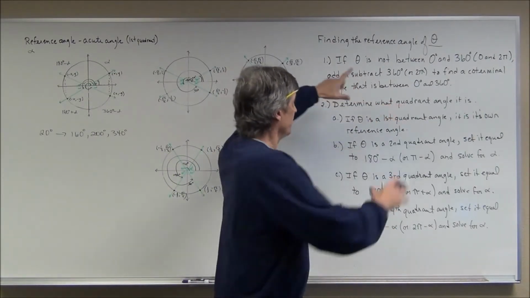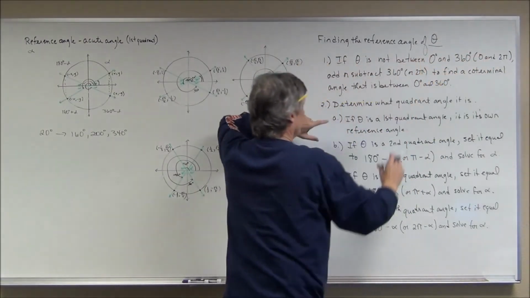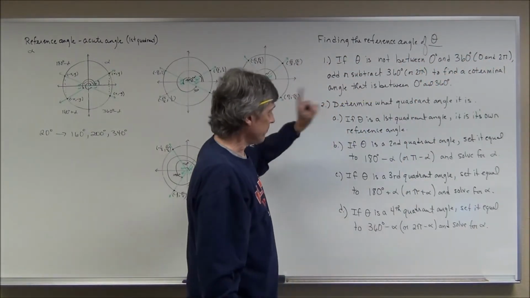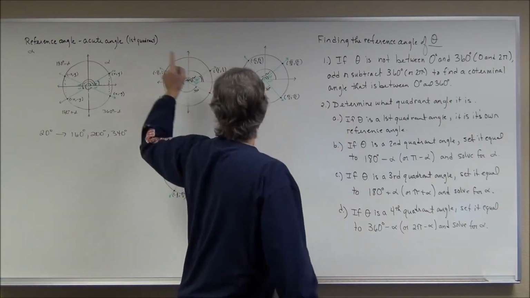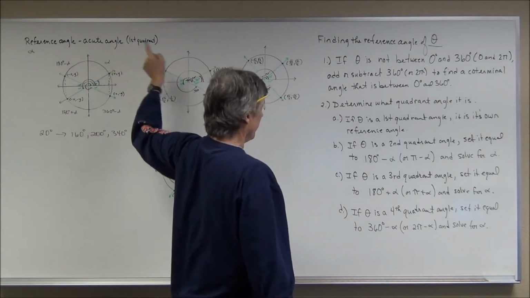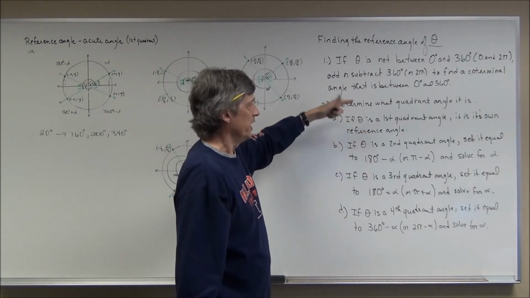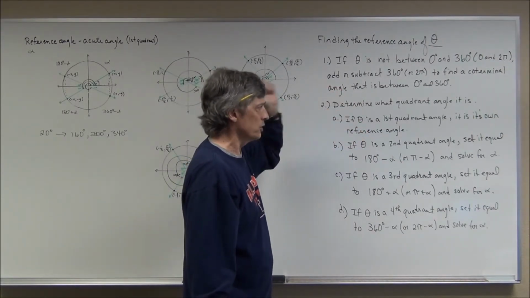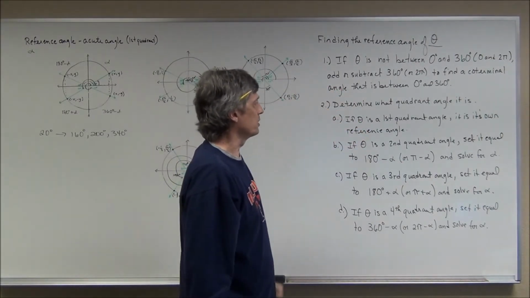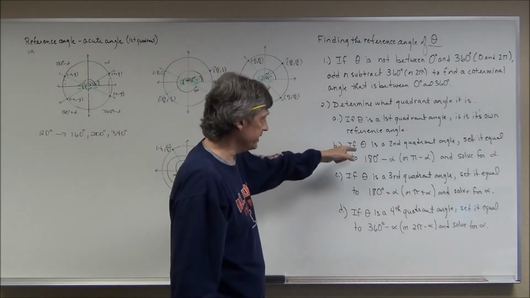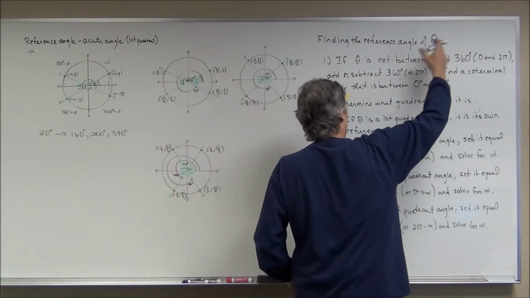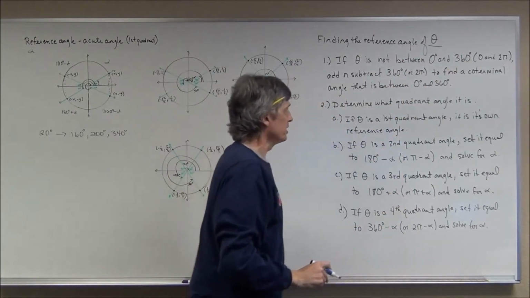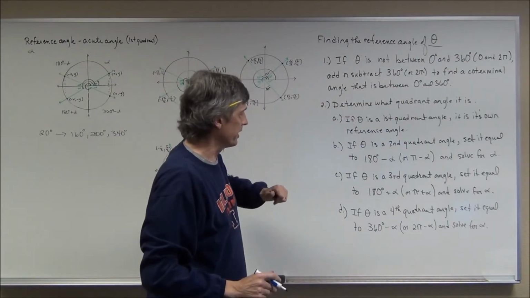So after I do step 1 here, if my angle is in the first quadrant, remember the reference angle is the acute angle, so it's its own reference angle. If I get 47 degrees, a first quadrant angle, that's my reference angle. If I get a second quadrant angle, remember I've already done this just in case I needed to. I've already added or subtracted 360 or 2 pi radians.